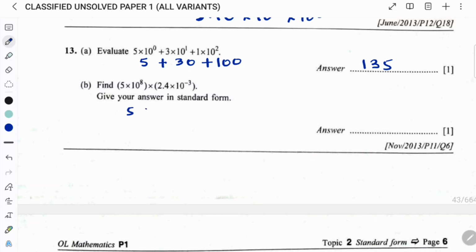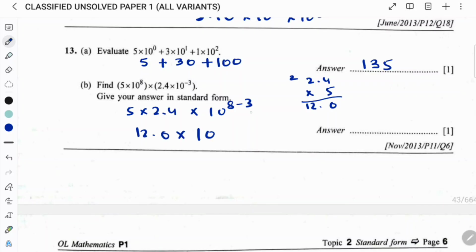Now this is a multiplication question. 5 into 2.4 into 10 to the power 8 minus 3. We add the powers. 5 into 2.4. 5 4s are 20. 5 2s are 10. 11, 12. 12.0 into 10 to the power 8 minus 3 is 5. 1.2 into 10 to the power of 1 and 10 to the power 5 is 1.2 into 10 to the power of 6.